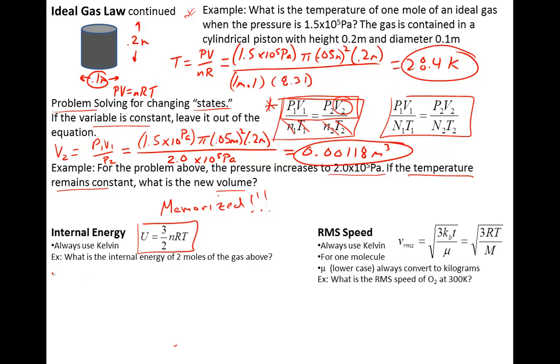So what we would do is plug into the equation U = 3/2 nRT, where n would be 2 moles, R would be the gas constant of 8.31, and the temperature that was given to us is 28.4 Kelvin. That's actually what we solved for. And that gives us a value of 708 joules.